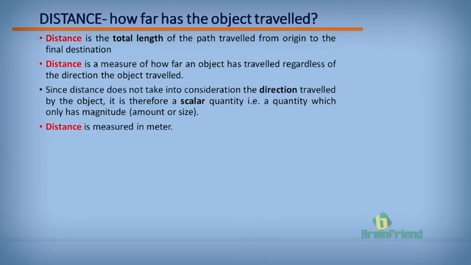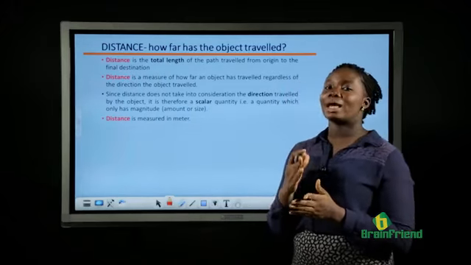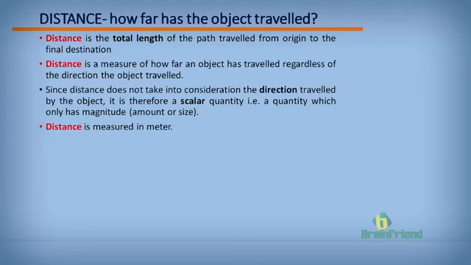Distance is simply how far an object has traveled, or how much ground has been covered by an object. It is defined as the length of the path traveled from the origin to the final destination. Distance has to do with your total movement of the actual path traveled by an object or by a person. Distance is a measure of how far an object has traveled, regardless of the direction the object traveled.